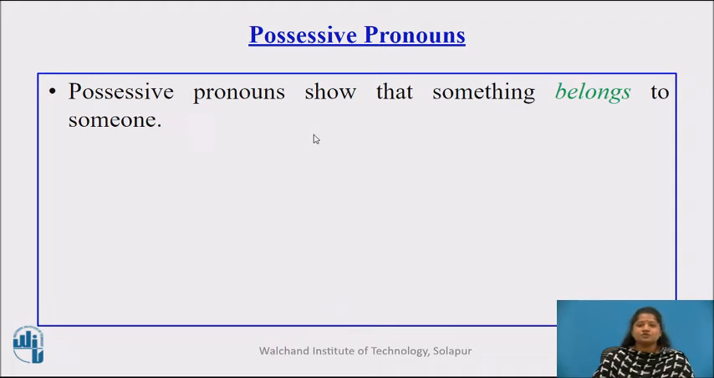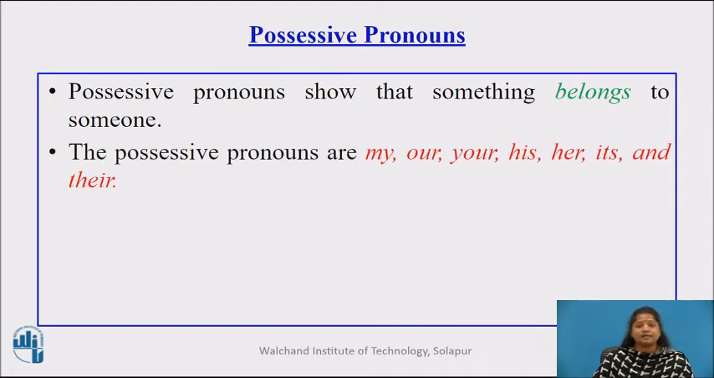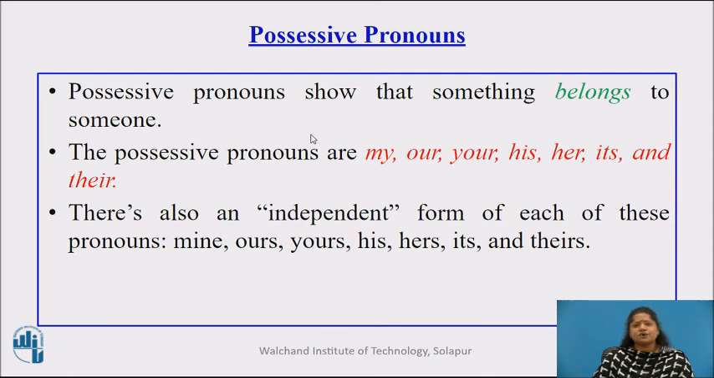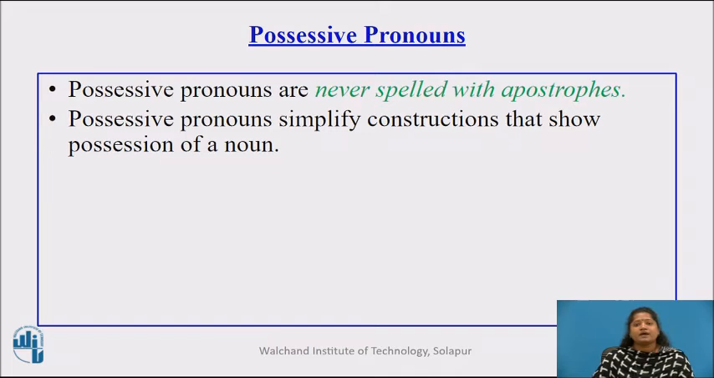Possessive pronouns show that something belongs to someone. The possessive pronouns are my, our, your, his, her, its and their. There is also an independent form of each of these pronouns such as mine, ours, yours, his, hers, its and theirs. Possessive pronouns are never spelled with apostrophes. You have to remember this thing.